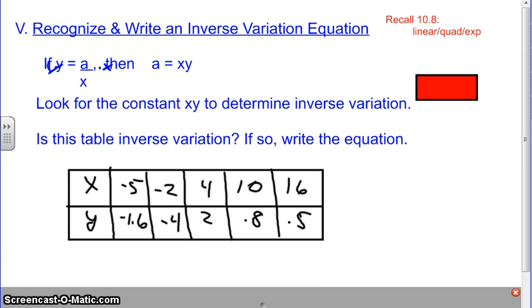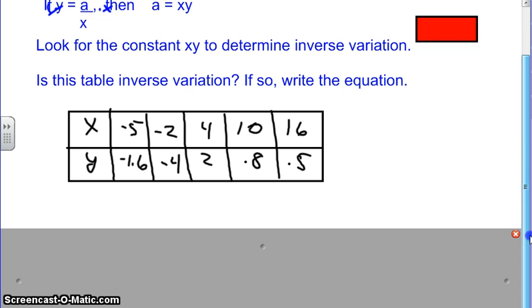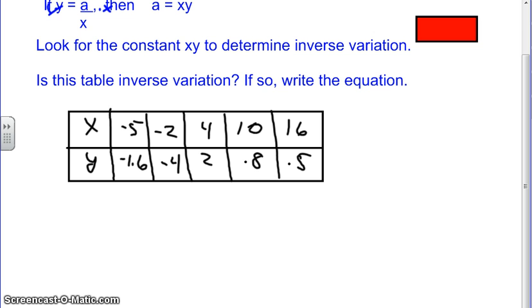So is this table inverse variation? If so, then we're going to write the equation. So I'm going to pause so you can take this down. Okay, so let's see if we have a constant product of x times y. X times y. Let's see. What is 4 times 2? I'm looking right at the middle. 8. What is negative 2 times negative 4?